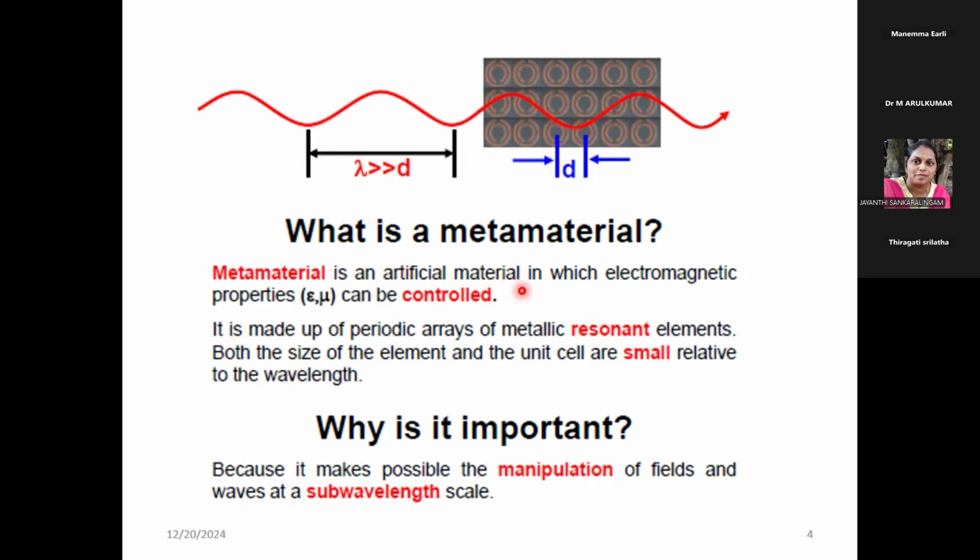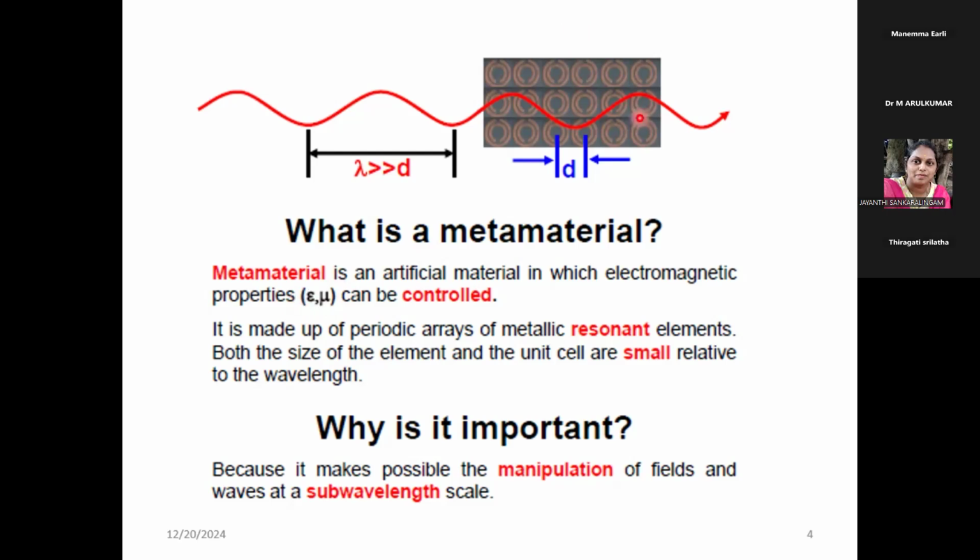So a metamaterial is an artificial material in which the electromagnetic properties mu and epsilon can be controlled. As I mentioned, electrical properties. So what are the electrical properties of a dielectric material? You have two quantities: one controls the electric field, and one controls the magnetic field. The electric field dependency has a constant called epsilon. The magnetic field dependency has a constant called mu. So epsilon and mu are the two parameters you want to control by designing this particular structure.